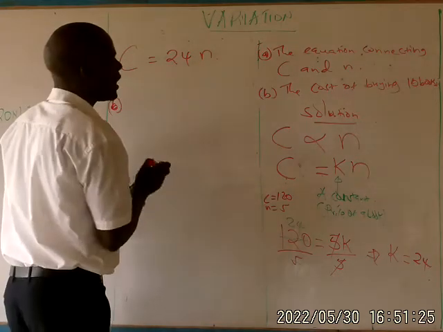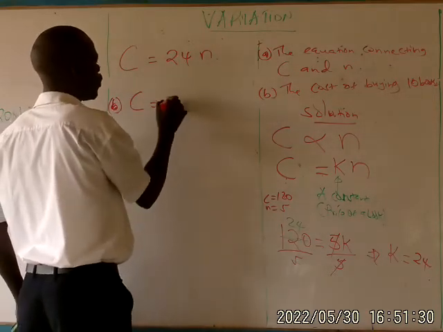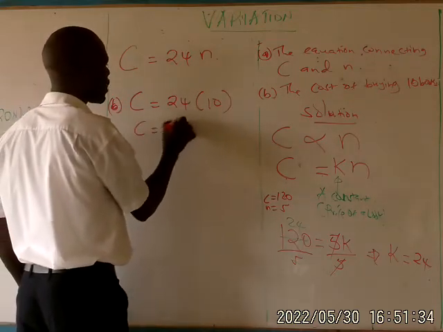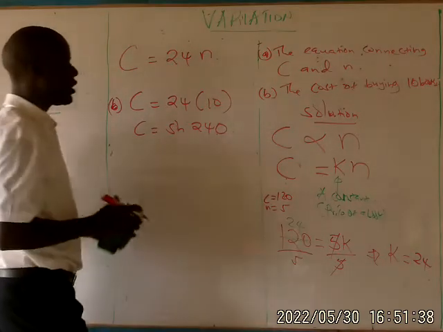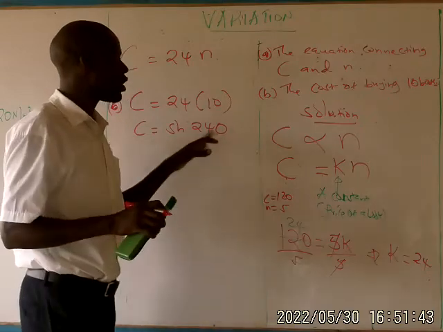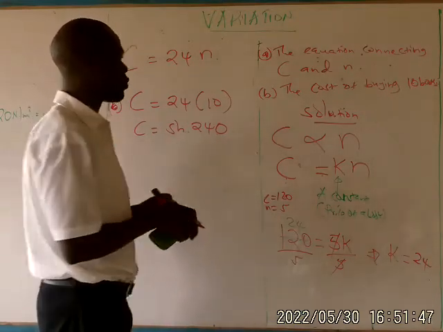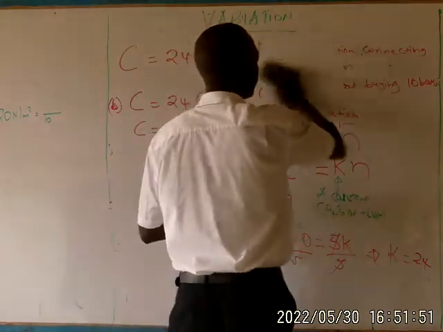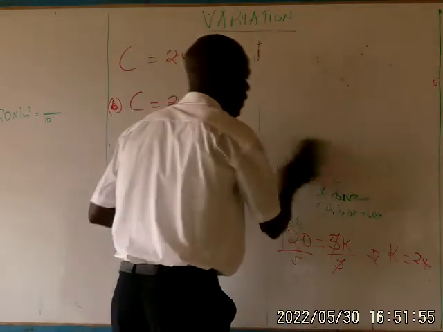But B is saying the cost of buying 10 books. So cost, but I have the formula here. So it's 24, but they are 10 books. So therefore, I get as what? 10 times 24 is 240 shillings. So therefore, the cost of buying 10 books will be 240 shillings. And that's how you are able to find direct variation. That's how equation values change directly from one another.